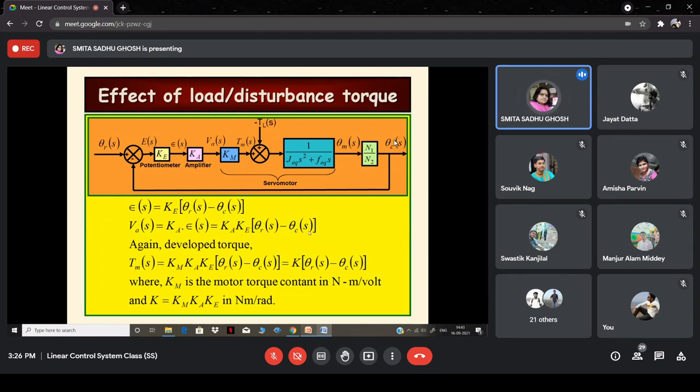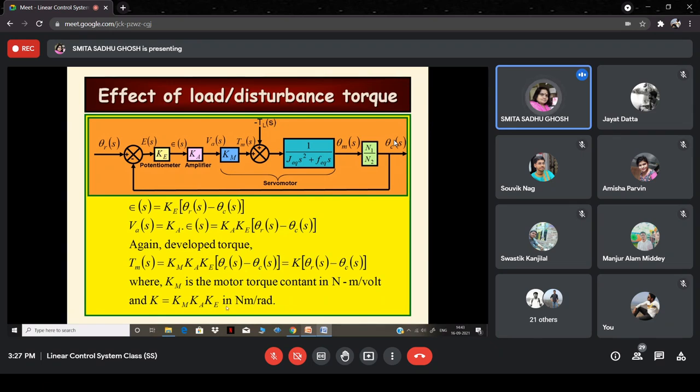Okay. So next we come to the developed torque. Torque developed is equal to Km into VA, that is, K capital M into VA. Now VA has already been written as Ka into theta rs minus theta cs, and that is substituted over here. So Tm is equal to this entire thing. In this, you find that Km, Ka and Ke are separately constants, such that the product is a constant. So that is replaced by another constant denoted as capital K. So K is equal to Km into Ka into Ke.